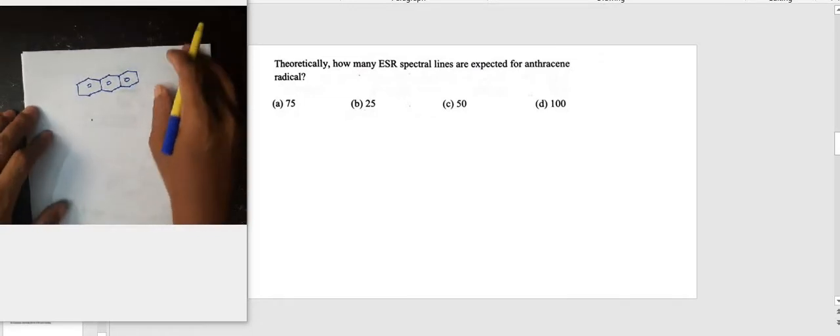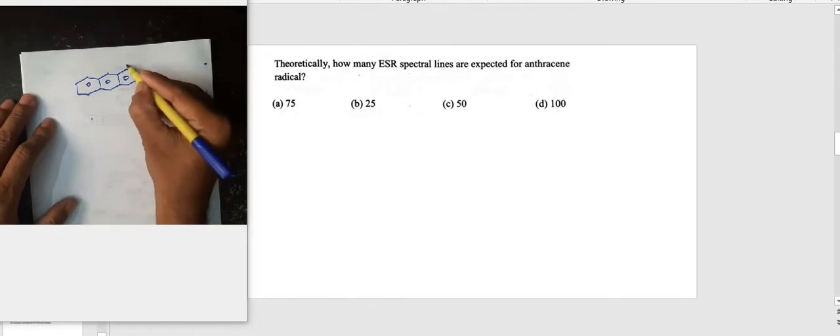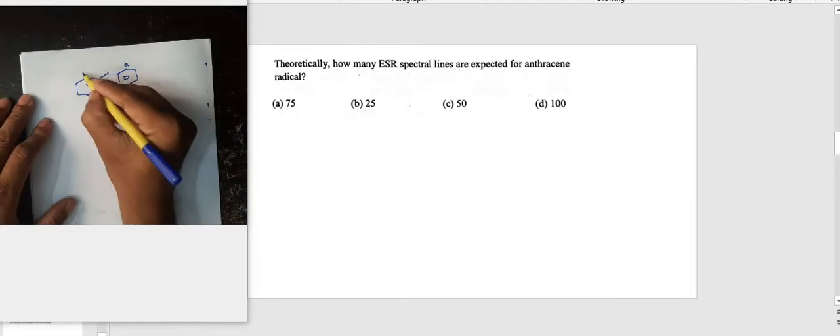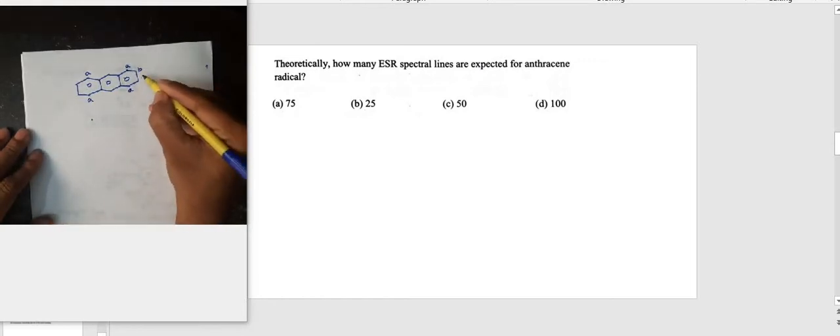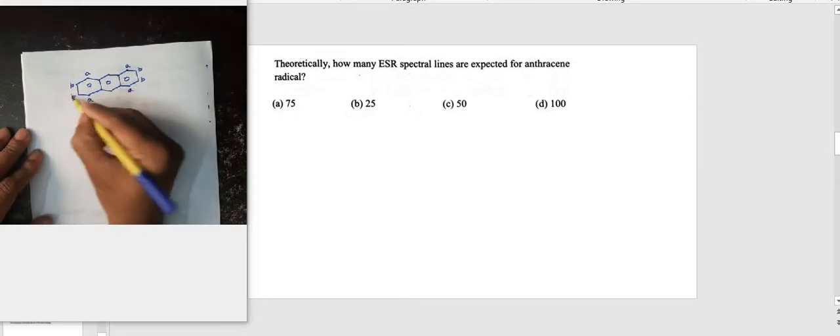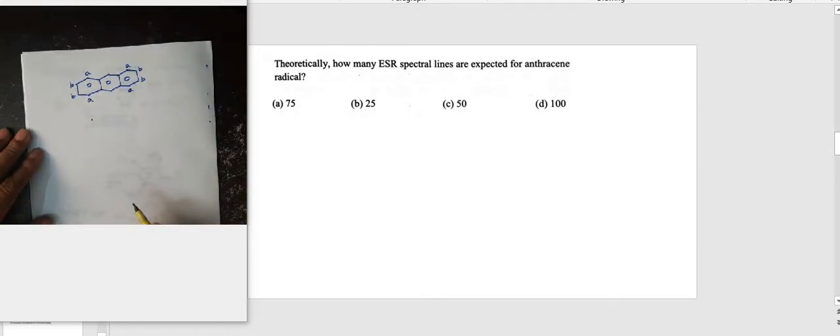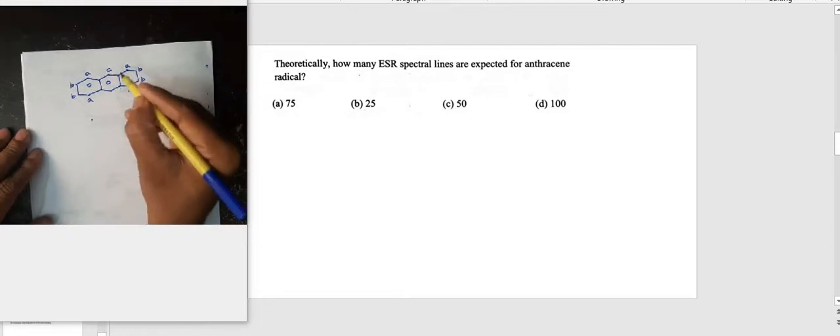So we need to identify how many different types of protons are available in this molecule. If I take this proton as A, then this is also A, this is also A, this is also A. So we have 4 equivalent protons. Then if this proton is B, this is also B, this is also B, this is also B. So we have another set of 4 protons. Then here we have 1 proton and here we have 1 proton, let it be C. So we have 3 sets of protons here. All the protons will split the ESR transition signal.